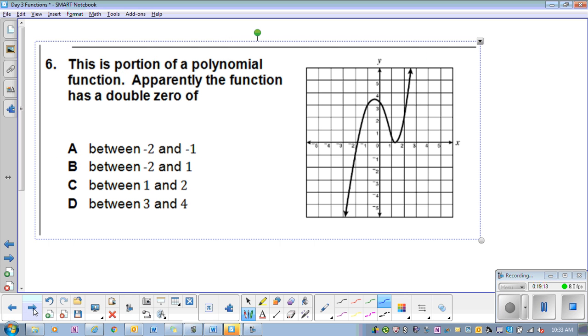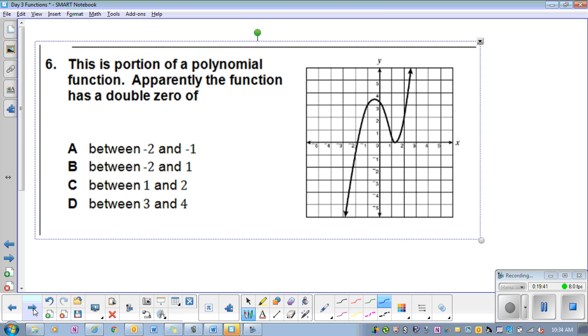All right, let's look at this one. This is a portion of a polynomial function. So apparently this function has a double 0 or a double root at what number? Or between what numbers? I have to plug this one in, or we can just look at it. No, because they already gave it to you. But this is what they want to know. They want to know if you know what a double root looks like.